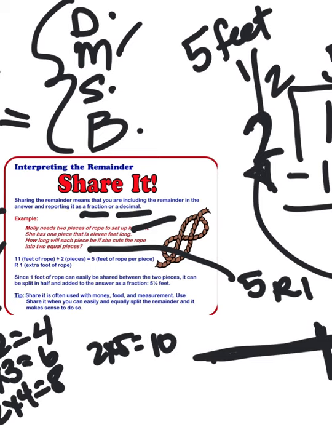So here's the tip with this. Sharing it is often used with money, food, and measurement. You share it when you can equally split the remainder and it makes sense to do so.